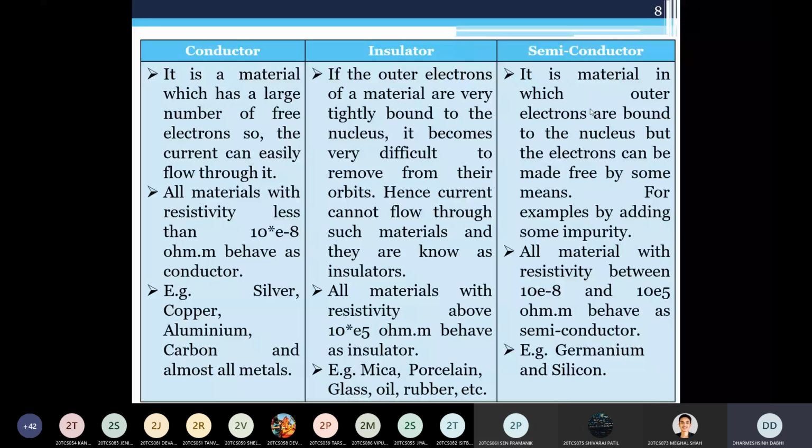Suppose here you can see what a semiconductor material is. The electrons in the outer orbit are bound with the nucleus. But if you provide external energy, then they can freely move from one band to another band. So for that, you provide external energy if you require conduction in the semiconductor material. As you know, the diode is a semiconductor material.